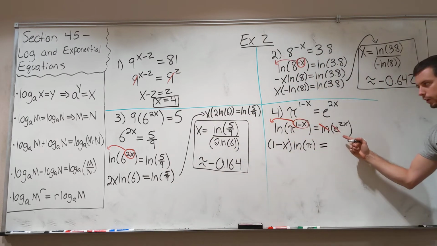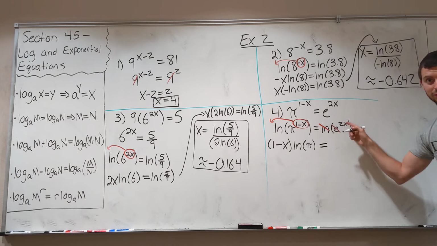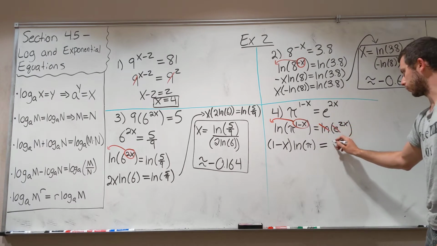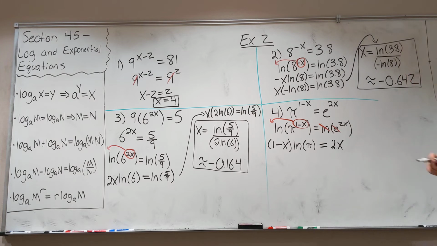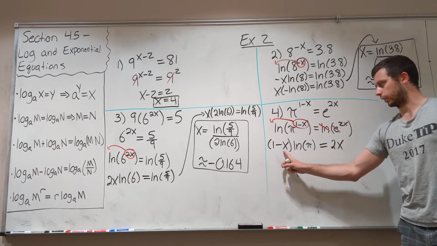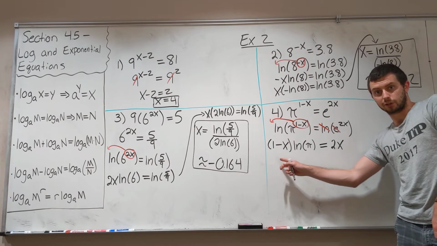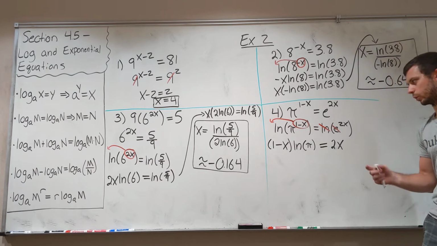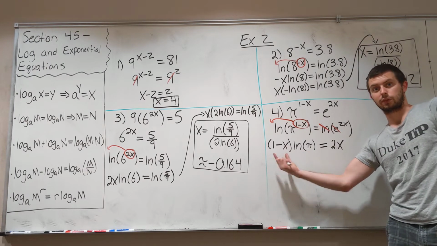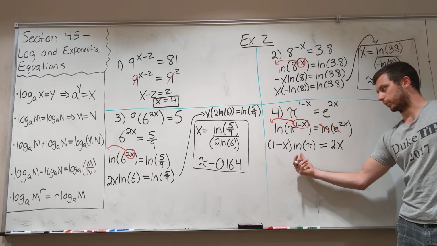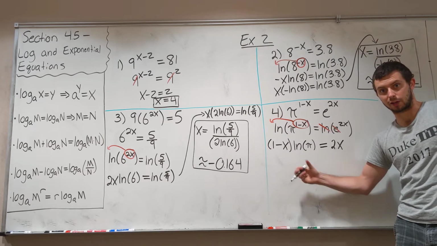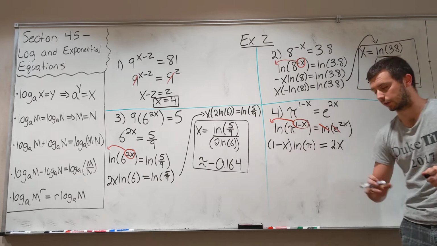Over on the right-hand side, we don't even have to bring the exponent to the front. The 2x just drops down, just like that. And from here, you might notice there's an x over here and there's an x over here. We need to get those x's together, which means we need to get this x out of the parentheses. We will have to distribute the natural log of pi. That is one number, that's one quantity.